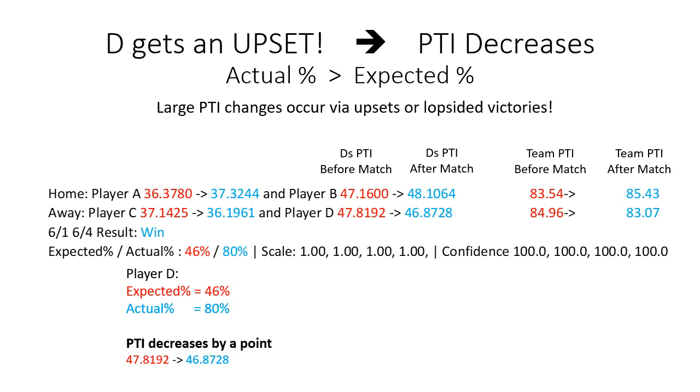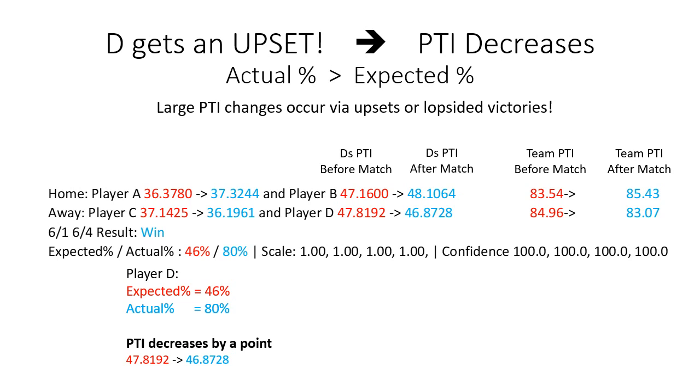C goes from 37.11425 to 36.1961, and D goes from 47.8192 to 46.8728. Conversely, the home team experiences a full point increase or gets worse in their PTI.